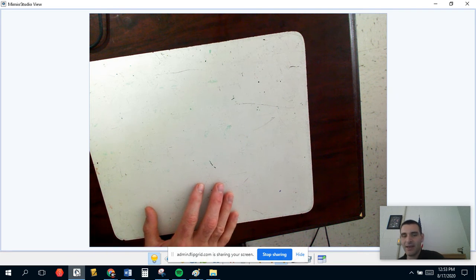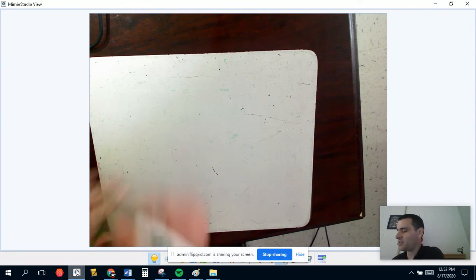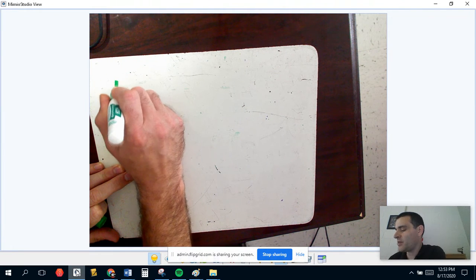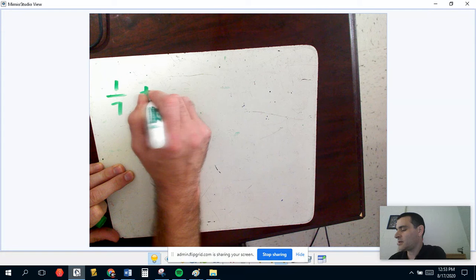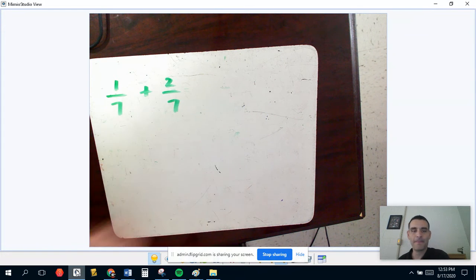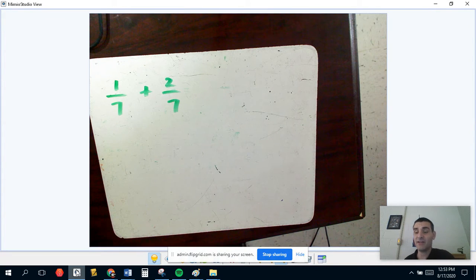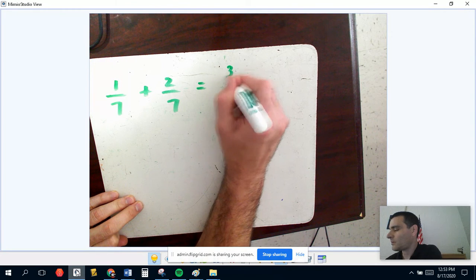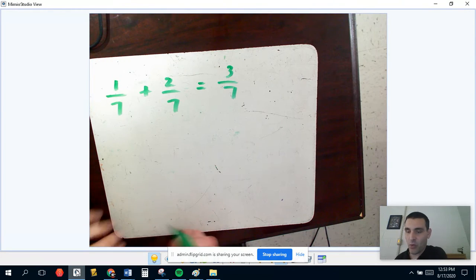Okay, let's add some rational expressions here. So, add rational expressions. We're going to start with, well, just basic fractions: 1/7 plus 2/7. And you should know this is 3/7. The concept there being quite simple.